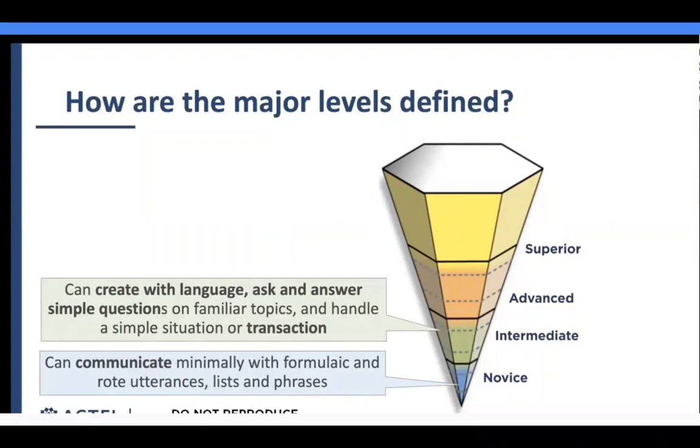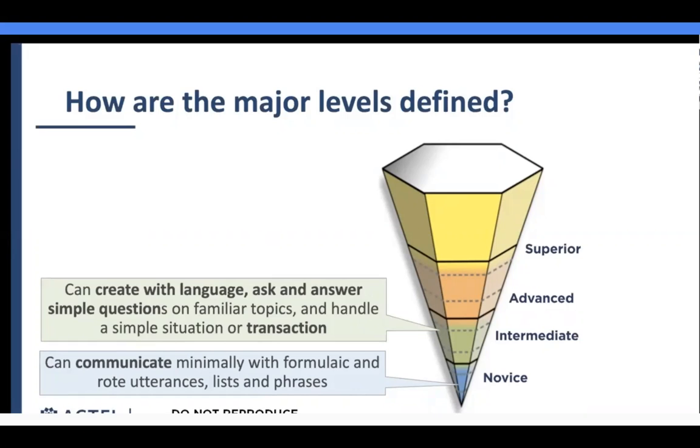Now let's talk about what a solid intermediate looks like. We're talking the major level defined, right? An intermediate can create with language here. So they've thrown away the memorized phrases, right? And now they're putting together what they already know and creating with language. They can also ask and answer simple questions. So they can pretty much handle a conversation.